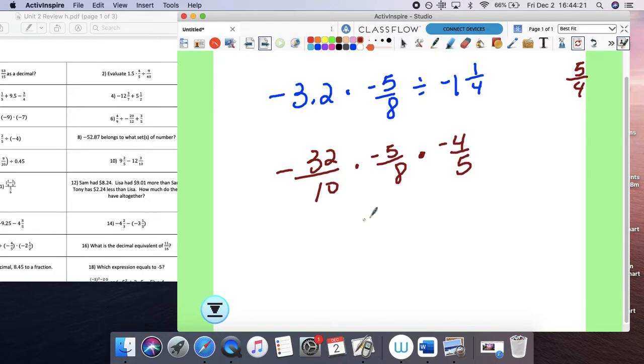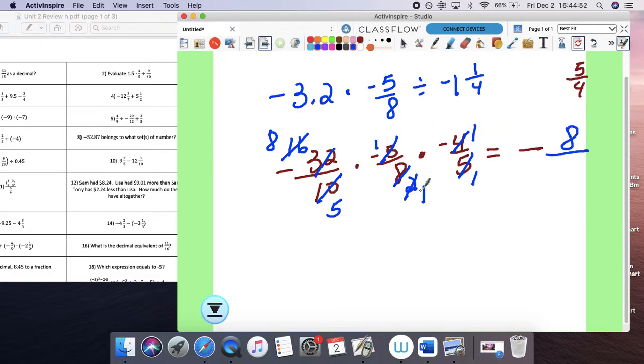Right, so it's a negative times a negative times a negative, which is going to give me a negative. Let's simplify whatever we can. That 5 and that 5, see ya. The 4 becomes 1, the 8 becomes 2, divided both by 2. The 32 divided by 2 is 16. 16 and 10 can be simplified. Divide top and bottom by 2. 16 divided by 2 is 8. 10 divided by 2 is 5. That's it. No more simplifying. So on the top I have 8 times 1 times 1, the bottom is 5 times 1 times 1.